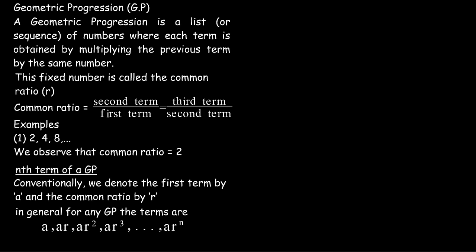So by observation, you will find that the nth term Tn is equal to ar raised to the power of n minus 1. If we are looking for our fourth term, we are using r raised to the power of 3, so it's n minus 1.